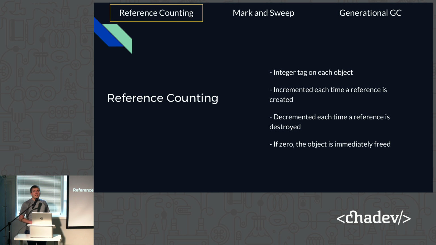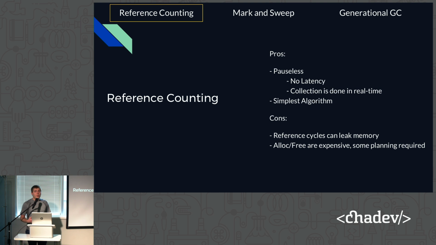So with reference counting, there's an integer tag on each object, and every time a reference is created, it just increments that integer. If a reference is destroyed, it decrements it. As soon as that counter reaches 0, the object is immediately freed.